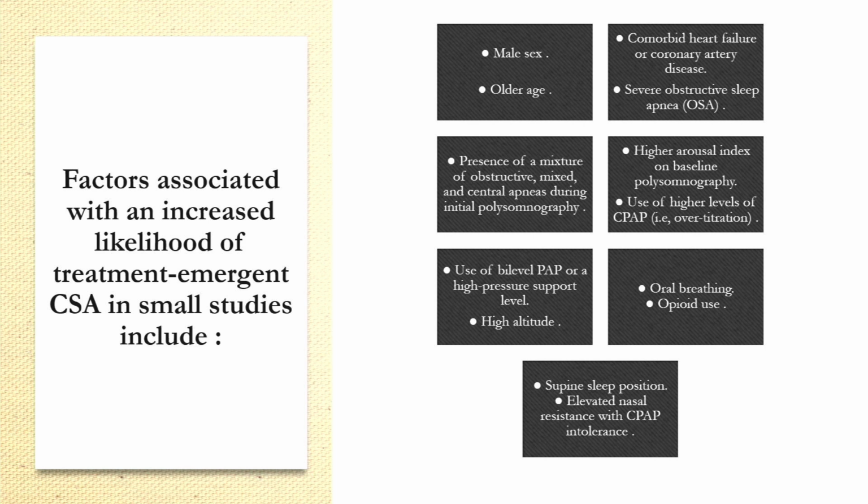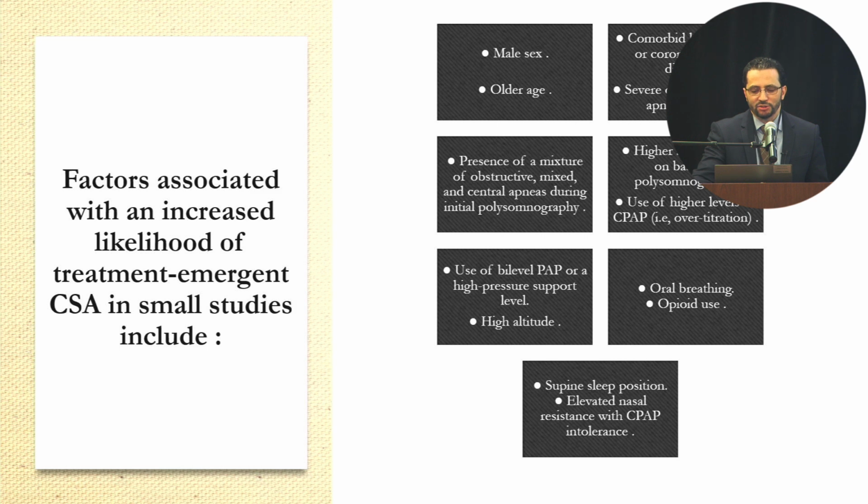Using bi-level PAP with a higher pressure support level. So if you have a high bi-level PAP or BiPAP in S mode, that also can cause your patient to develop central sleep apneas on pressure support. The delta pressure is also very important. The higher the pressure support, the more risk that your patient will develop central sleep apneas. High altitude, because of hypoxia. Opioid use also can cause that. Supine sleep position also. If your patient has centrals, you may try lateral positions and see.